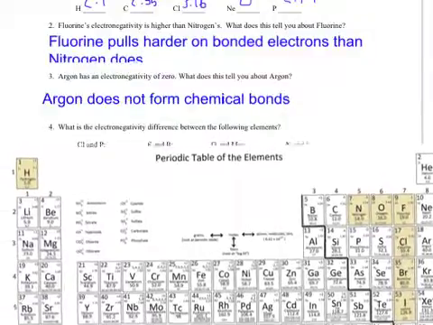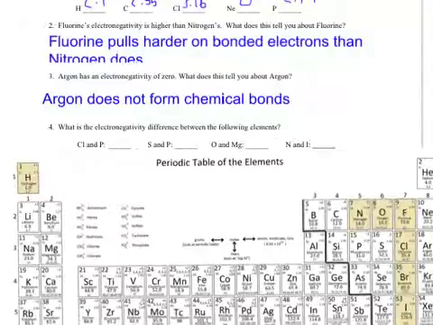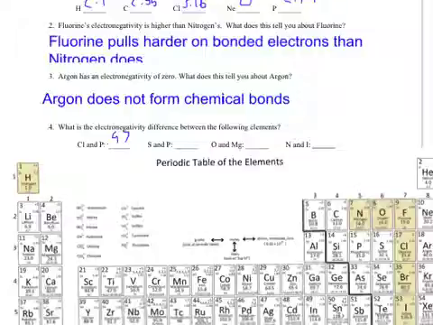Let's keep going here. What is the electronegativity difference between the following elements? And this is really what we're most interested in finding out. What is the difference in electronegativity? Because that's going to tell us what bond type forms. So let's look here. We've got chlorine, which is 3.16, and we have phosphorus, which is 2.19. So when we take the difference between those two values, what we come up with is 0.97. Now we're going to do the same thing for sulfur and phosphorus. So sulfur is 2.58, phosphorus is 2.19. We'll subtract those two to get the difference, and we get 0.39.